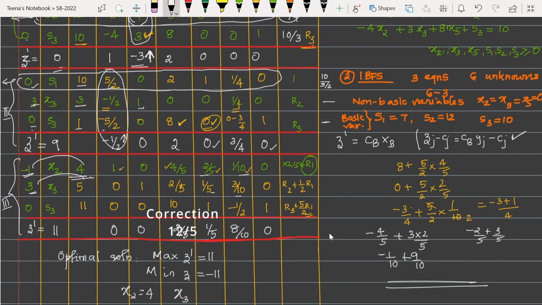x3 is also a basic variable in the optimal iteration. Hence its value is equal to the value of x3 from the optimal table. Then x5, the third variable in the question, is not a basic variable, so it is a non-basic variable with value equal to 0. So this is the solution. Minimum Z is equal to minus 11 with x2 equal to 4, x3 equal to 5 and x5 equal to 0. Thank you.